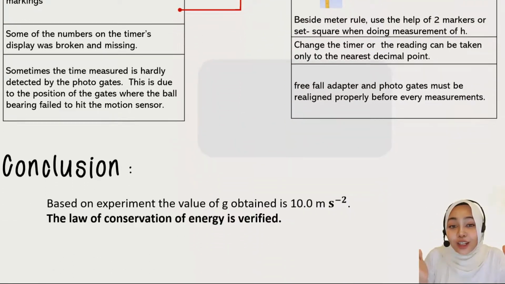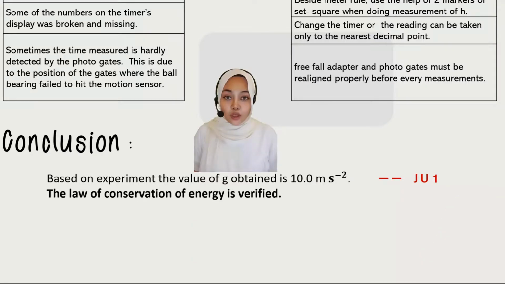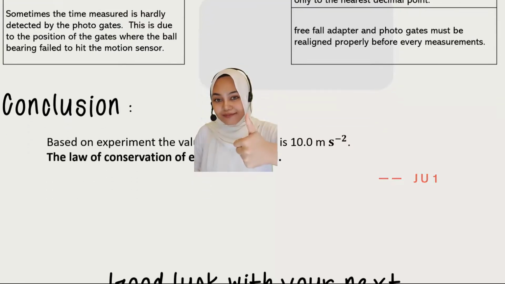And lastly, for the conclusion, write down the experimental value that you have analyzed in this experiment, and you also have to mention the objective of this experiment. And you can write it like this. Based on the experiment, the value of gravitational acceleration is 10 meters per second squared, and the law of conservation of energy is verified. That's all.